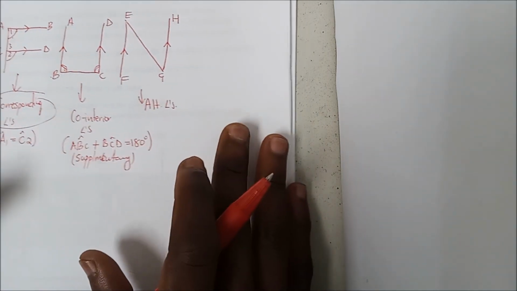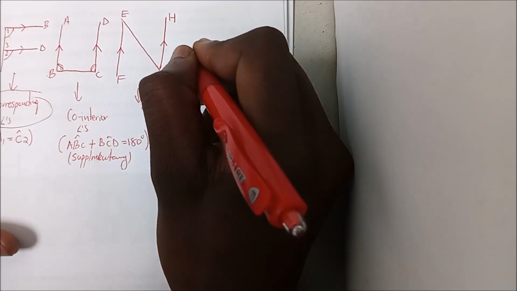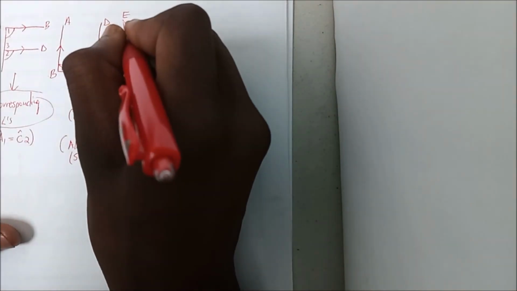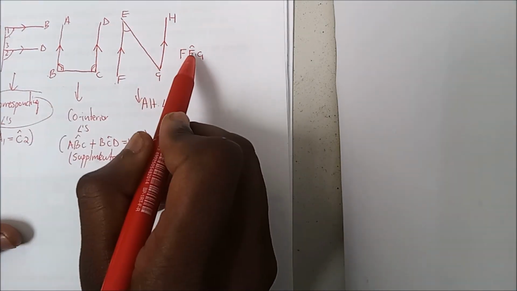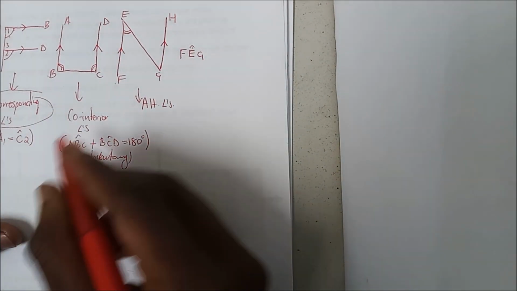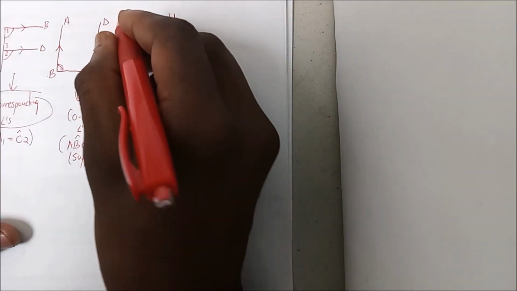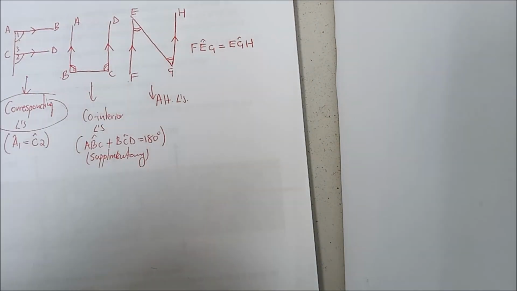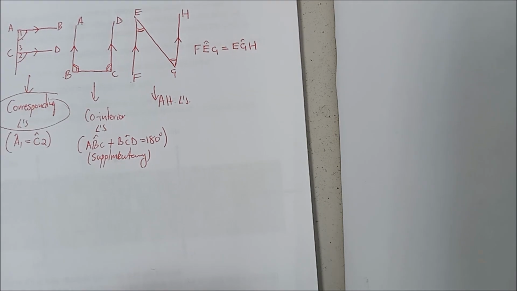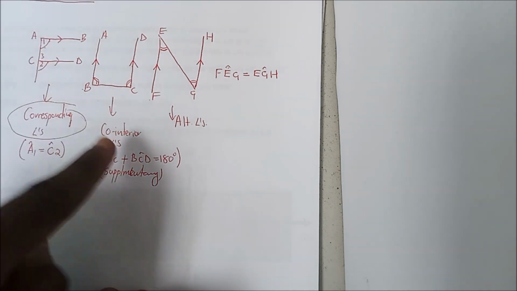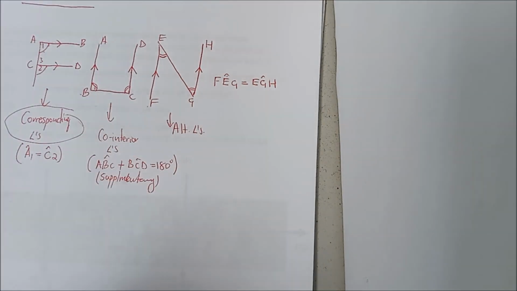Okay, so now let's look at the last one. What we know is that angle FEG, which means we are referring to that angle, is equal to angle EGH. We are referring to that angle. So if you can spot these things, I'm going to show you the conjecture behind them and how they are used in Euclidean geometry. So this is corresponding, this is co-interior, and that's alternate.